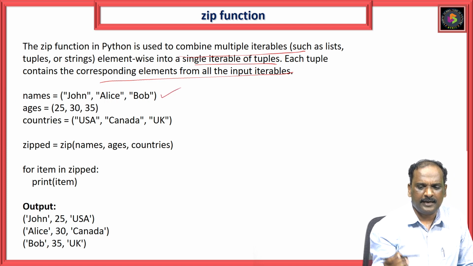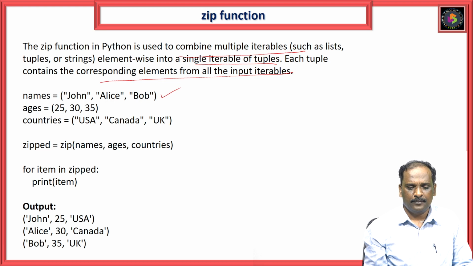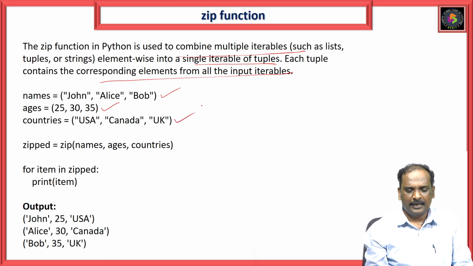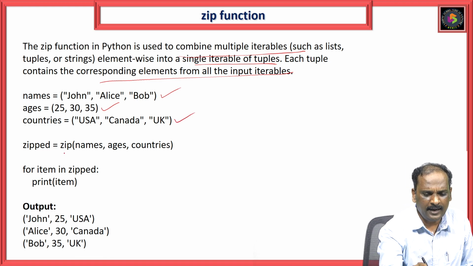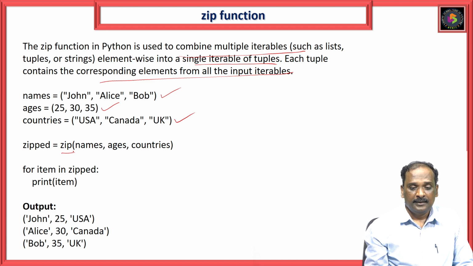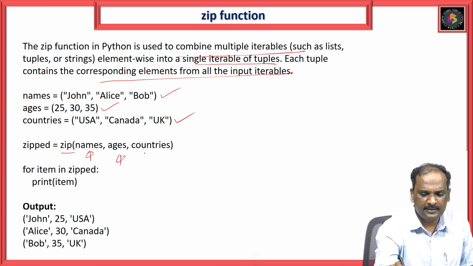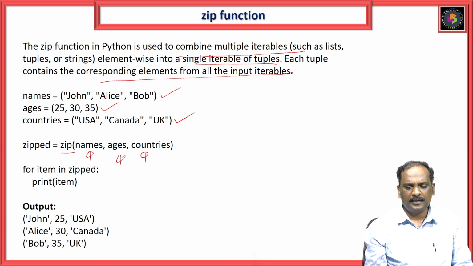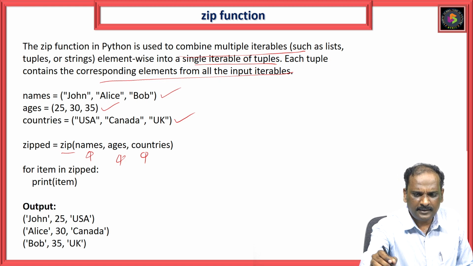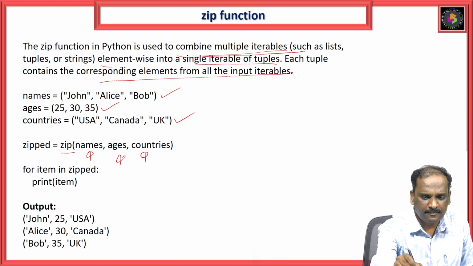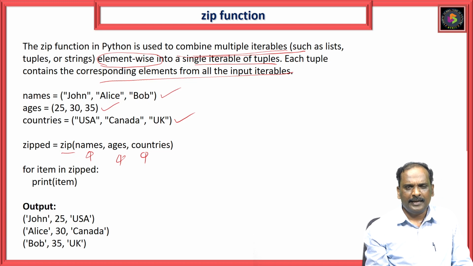Names. What is names containing? Names is a tuple. It is one of the iterables. Ages is a tuple which is an iterable. Countries is a tuple which is an iterable. Now here I want to apply the zip function. Zip, I am passing three iterables. So this is names, ages and countries. I have passed three arguments for the zip function. What will the zip function do? Combine the multiple iterables element wise.